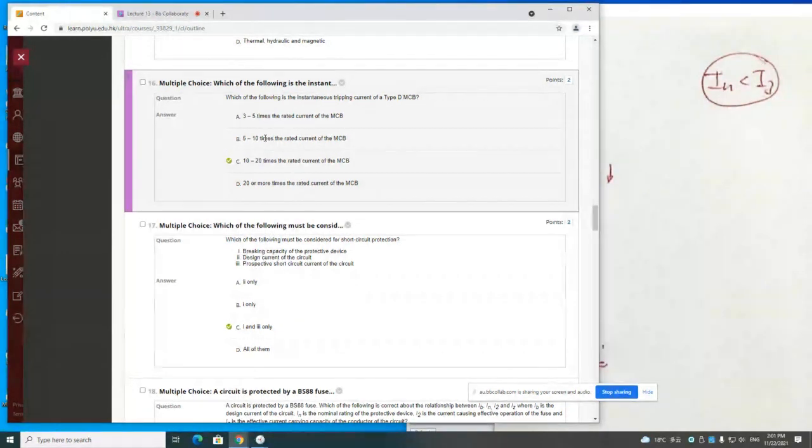16. Which of the following is the instantaneous tripping current of a type D MCB? So this is a straightforward question. Okay, so C is the answer.